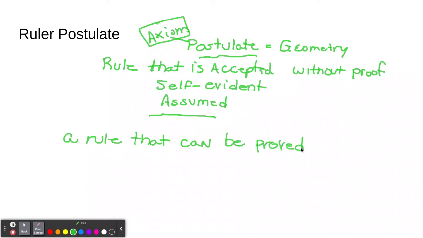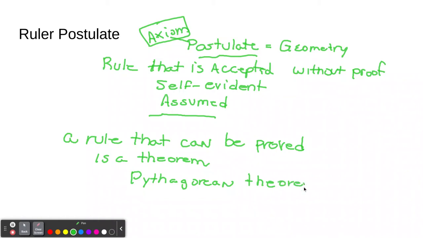Because you've done this before. You've probably done it all through middle school and ninth grade. A rule that can be proved is a theorem. And the most famous theorem, you probably know it, is the Pythagorean theorem, named after Pythagoras, who lived about 600 BC, roughly around that time.